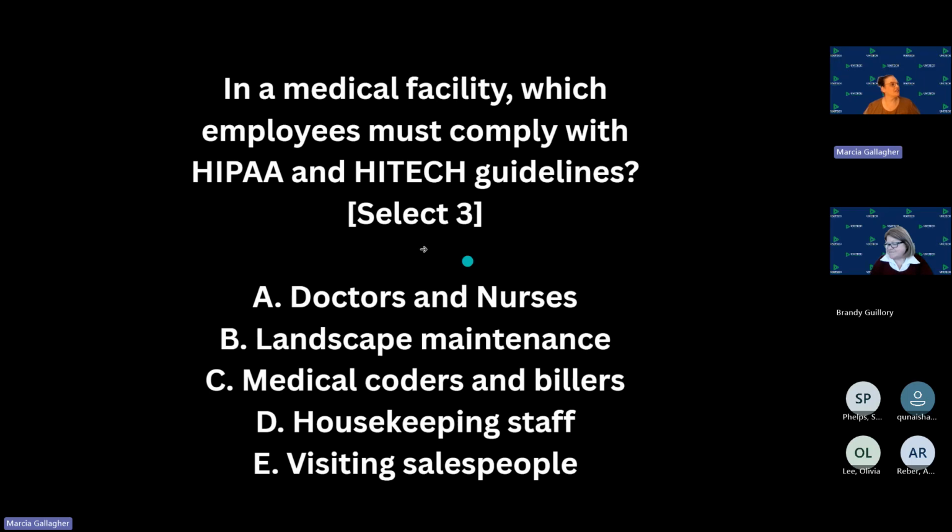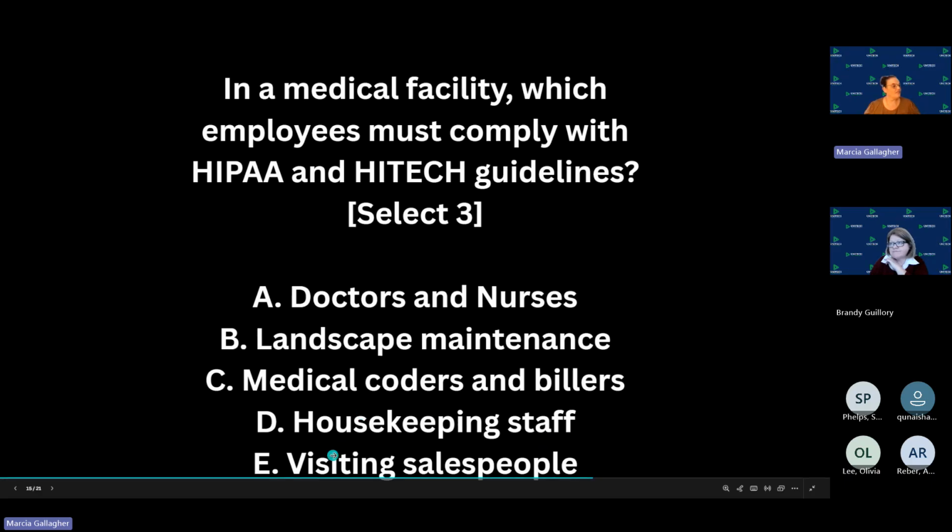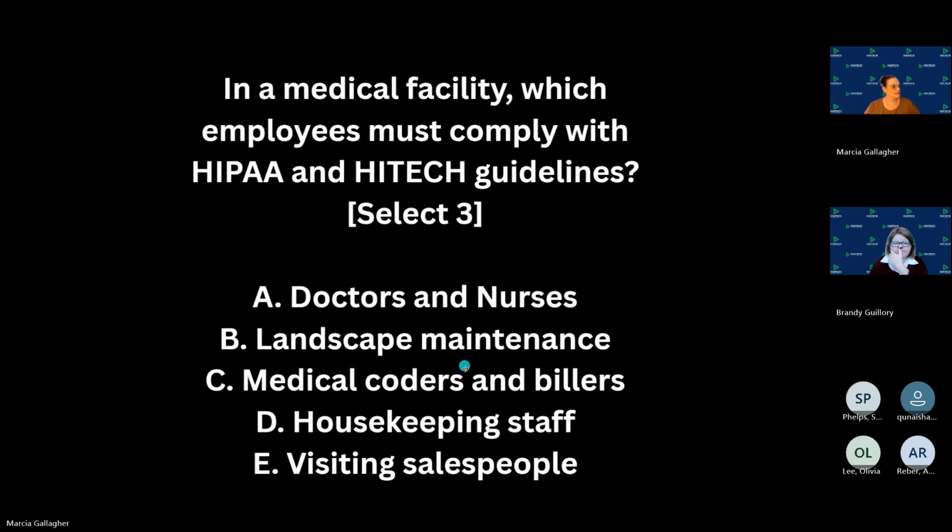All right, we have another question. And look, we're going to need to select 3. In a medical facility, which employees must comply with HIPAA and HITECH guidelines? Okay, we really need to think about this. Boy, Angelique is already on it. We need 3. So A, doctors and nurses need to protect HIPAA. I'm not saying that. I'm saying, do they? B, landscape maintenance. C, medical coders and billers. D, housekeeping staff. And E, visiting salespeople. So I've got an A, C.